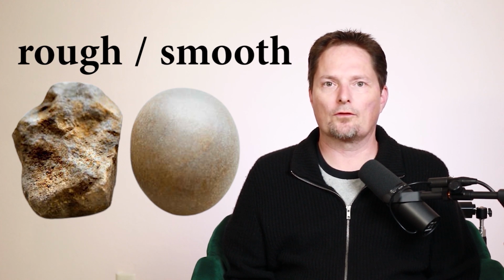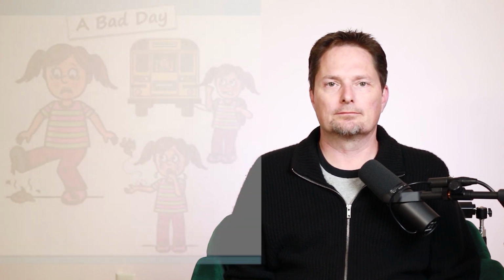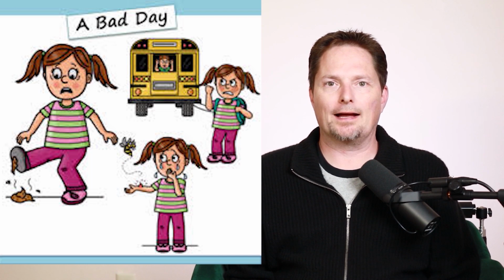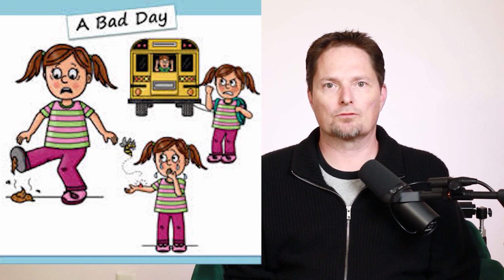That's right. The stone on the right is smooth. And what about the stone on the left? Is it smooth or rough? That's right. The stone on the left is rough. It's very rough. Another example. If you have a bad day, you can say you had a rough day because it wasn't smooth. It was difficult. It was rough.